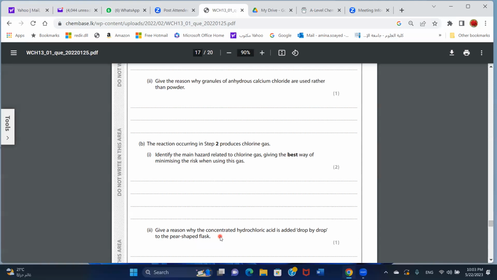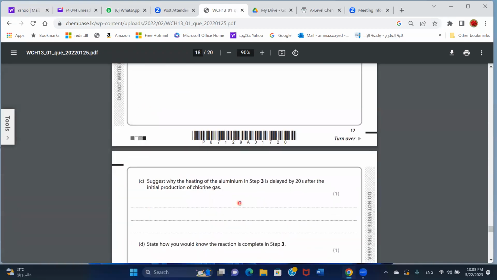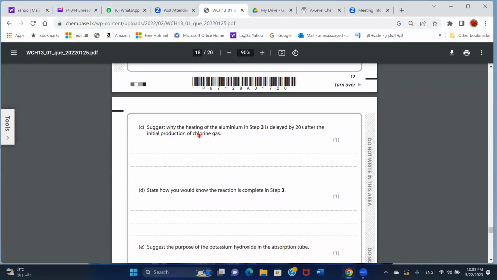Okay, so it is added drop by drop so as to decrease the rate of the reaction. You mean the reaction itself is vigorous? Yes, if you add more than drop by drop, then the reaction would be vigorous. Okay. So you have to say to decrease the rate of the reaction. Yes, that's all. Excellent. Suggest why the heating of aluminum in step 3 is delayed by 20 minutes after the initial production of chlorine gas.